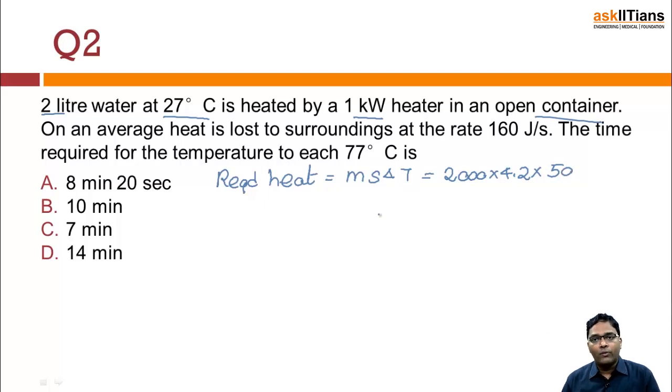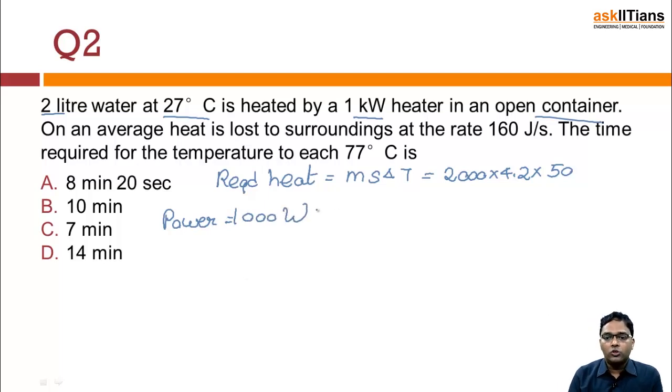Yeah, so this is the required amount of heat. Now the time, because it's a 1 kilowatt heater, so power is given to you, so power is going to be equal to 1000 watt. So power is going to be equal to the net energy, or the energy produced per unit time. As a result, the time taken is going to be equal to the energy required. So energy required is going to be equal to 2000 into 4.2 into 50.